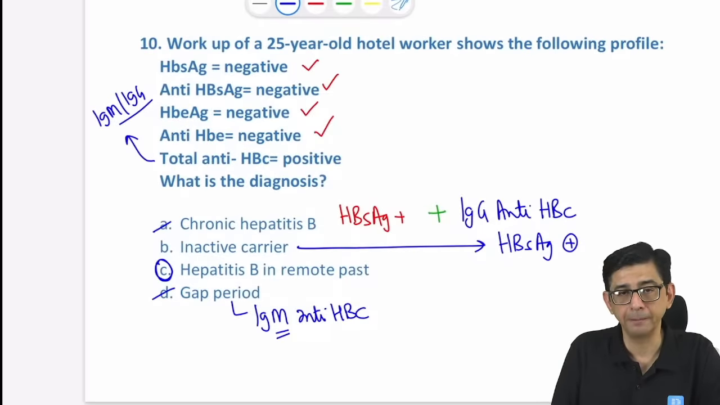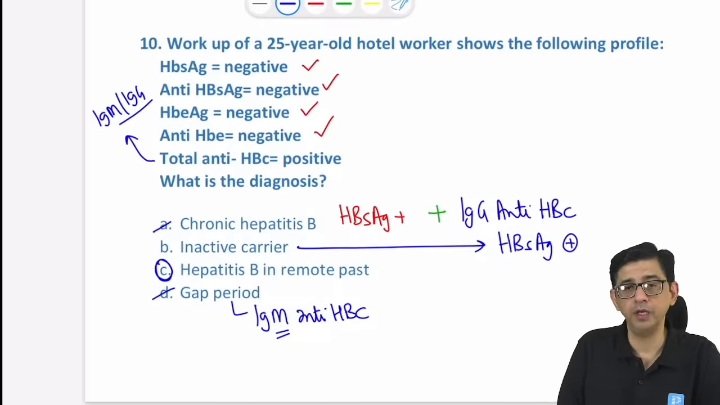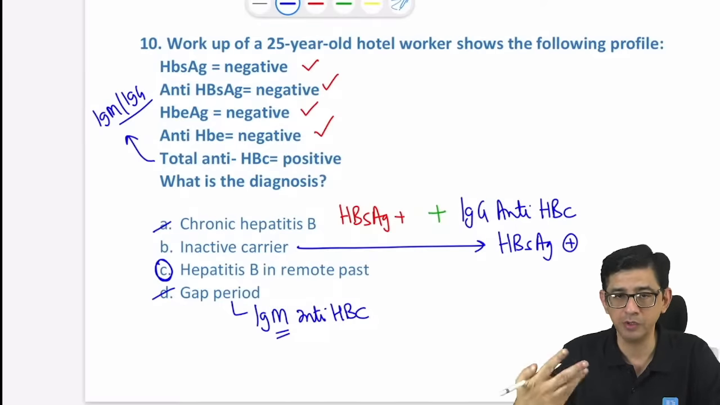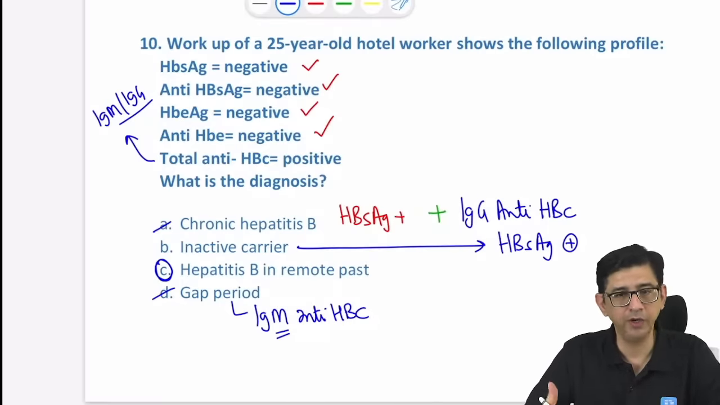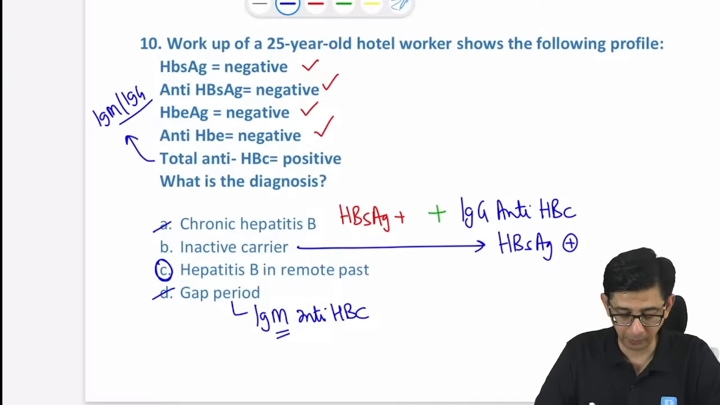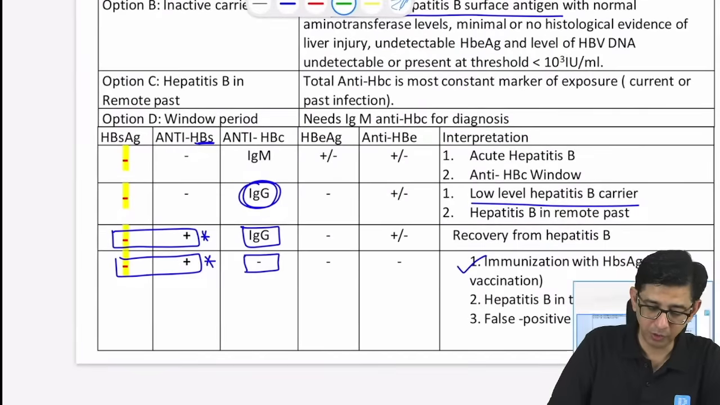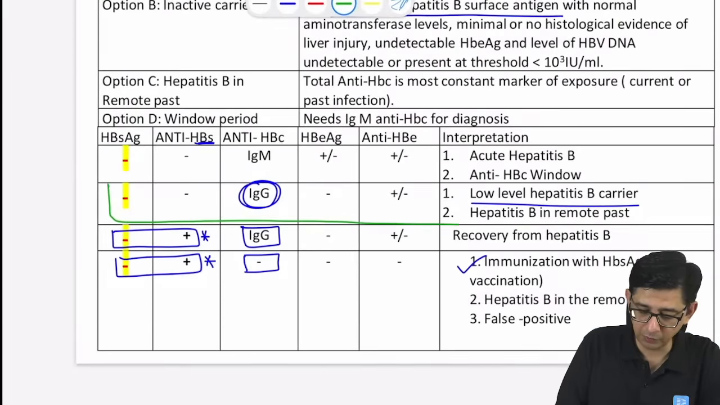So please remember the fact that if in this MCQ it was written low level carrier, then the question would have been tricky and there might have been two correct answers, because a lot of times in INICET there could be multiple correct options, which is low level carrier and hepatitis B in the remote past. Check out the table which is presented. You can see in the table, this is the report I'm talking about. Everything is given from the textbook.